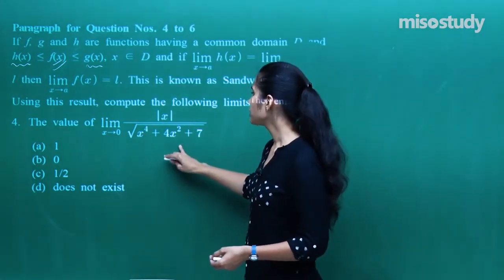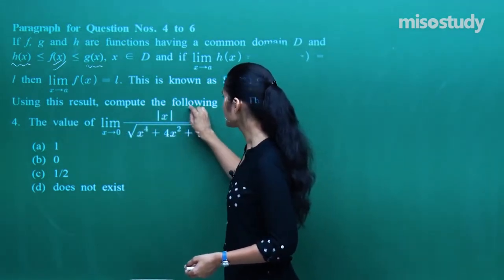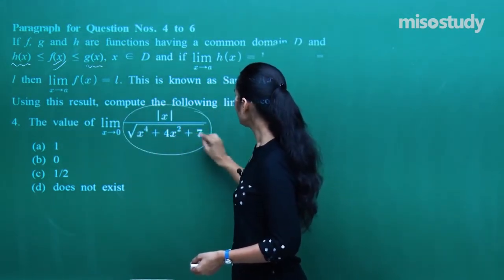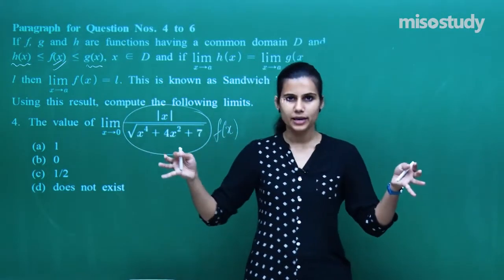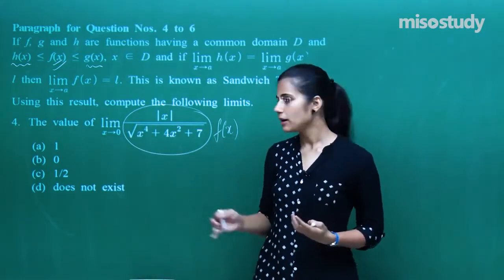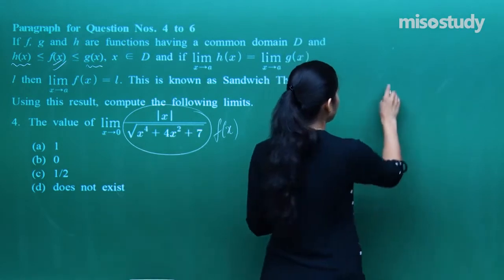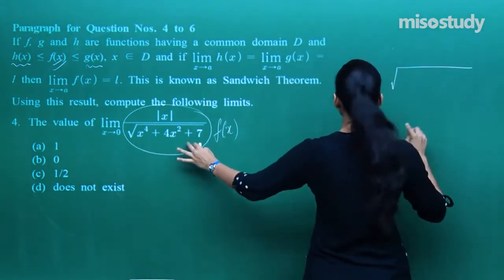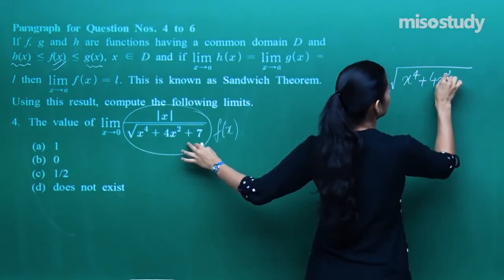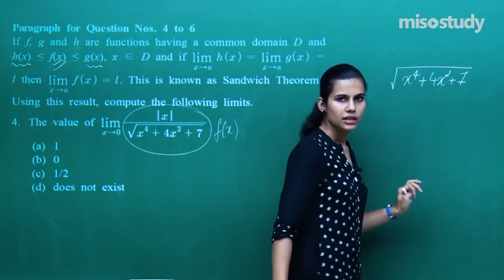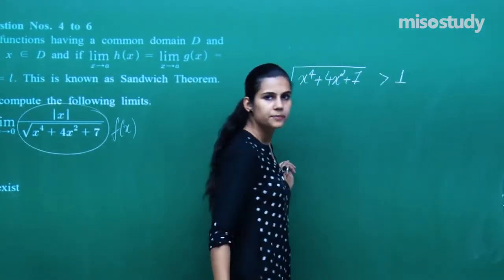The first limit we need to compute is this. Now, mind it that this is playing the role of f(x). I need to find g(x) and h(x), which basically sandwich my f(x). So for that, my concepts about the mod function and square root function should be at the tip of my fingers. I know that the square root of, if I talk about the denominator, x to the power 4 plus 4x square plus 7, very clearly I know that this is strictly greater than 1.